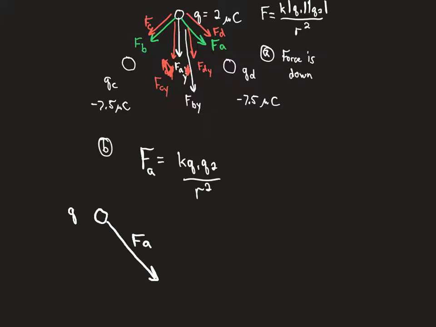Do I want all of FA or do I want only a piece of FA? I want just the Y piece. So I need to break this into its components. I have a piece of this that's going down. We'll call that FAY. And a piece of this that's going over, FAX. Do I care about FAX? No.